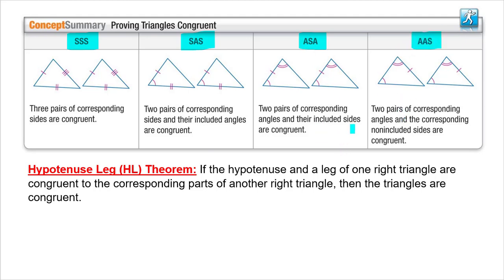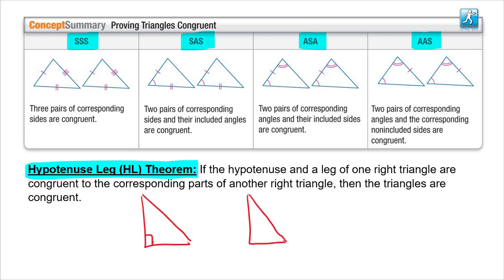There's also one that's specific to right triangles, okay? Hypotenuse, leg. Our book doesn't talk about this, but it's something that's popular that I'm kind of surprised is not in our book. So if I have the hypotenuse and the leg of one right triangle congruent to those same parts in a different triangle, then our triangles are congruent. And this is only true for right triangles.